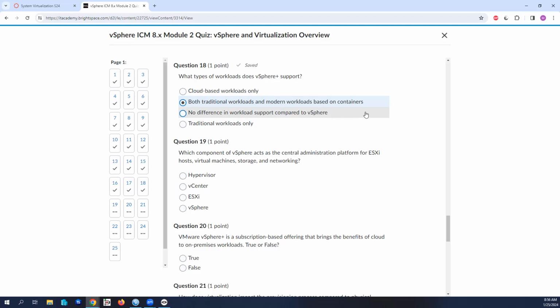We've already had a previous question about vSphere Plus and Tanzu as the developer for containers. It didn't say containers with Tanzu, but that is its Docker container automation. So you're not manually deploying out Docker containers with the Docker command. So that answer has the word container in it. And vSphere Plus supports containers and virtual machines, which are what's considered traditional workloads. So yep, that would be the answer, both traditional workloads and modern workloads based on containers.